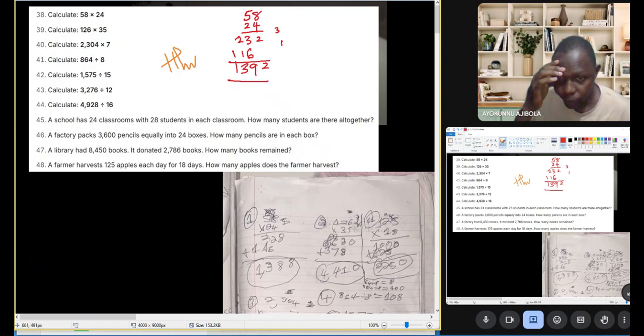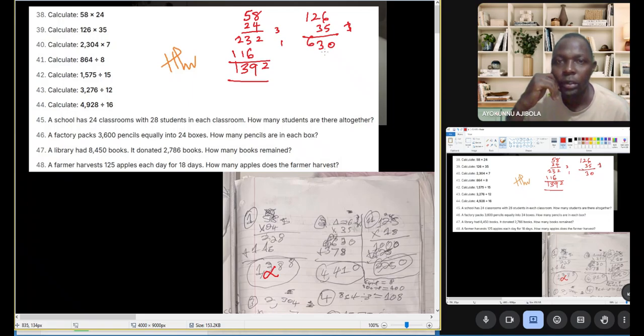So, let's see. Then the second one says 126 times 35. 5 times 6, 30. 5 times 2, 10, that's 13. 5 times 1, 5, that's 6. 3 times 6, 18. 3 times 2, 6, that's 7. 3 times 1, 3. 0, 11, then that is 14, and 4.